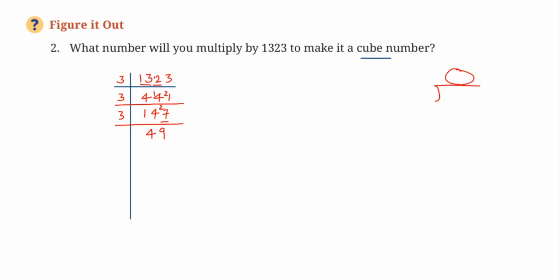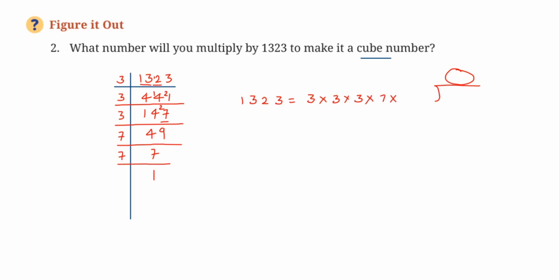Now 49 goes in 7, it doesn't go in 3. Next number is 5, but for 5 the last digit should be 0 or 5, but here we have a 9. And the next number is 7, and 7 sevens are 49, and 7 is a prime number, so 7 ones are 7. So what we obtained here is that 1323 can be expressed as 3 times 3 times 3 times 7 times 7.